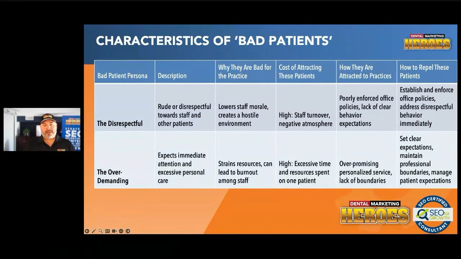How do you repel these patients? You establish and enforce office policies. You address disrespectful behavior immediately, and you care for your team while caring for the patients.